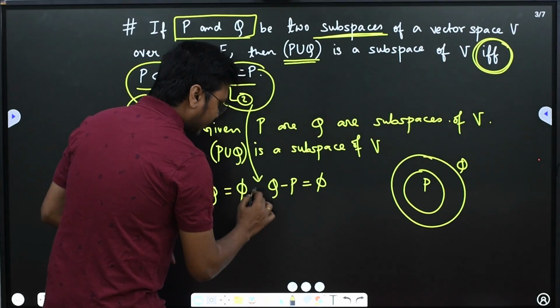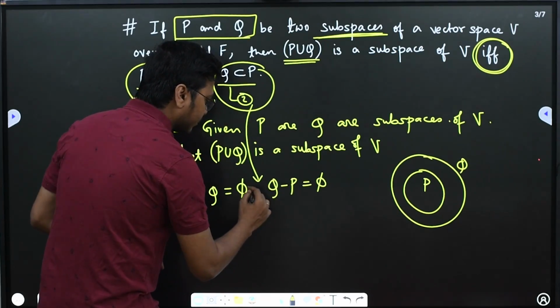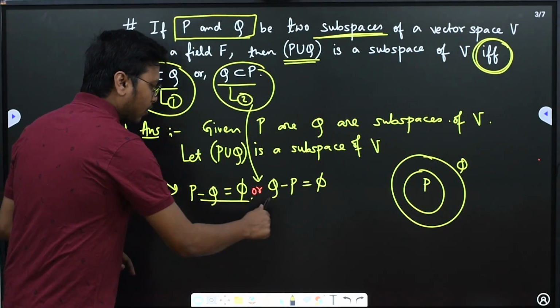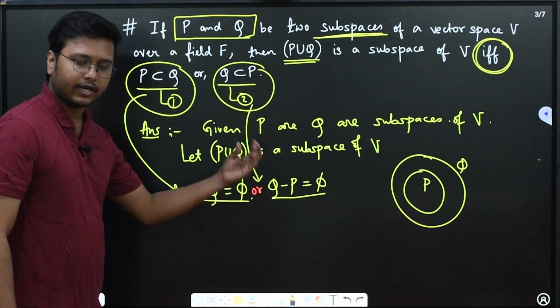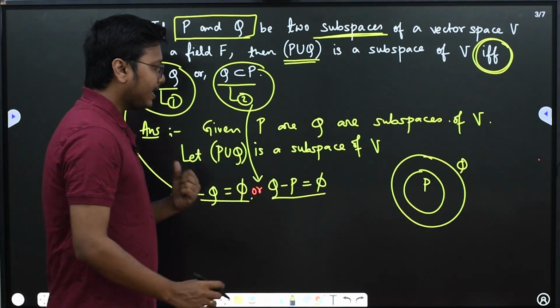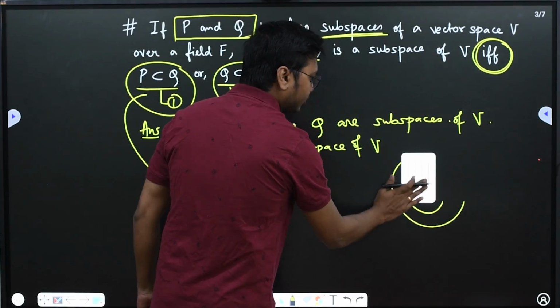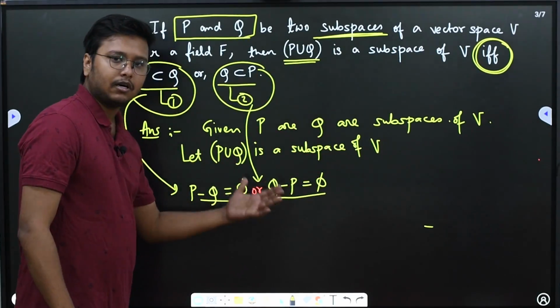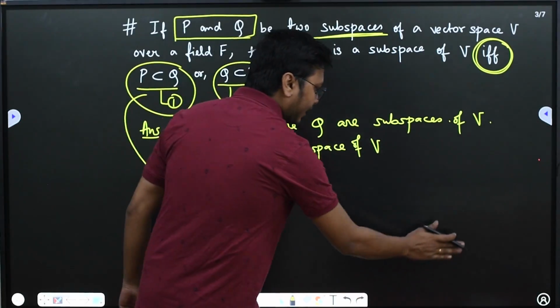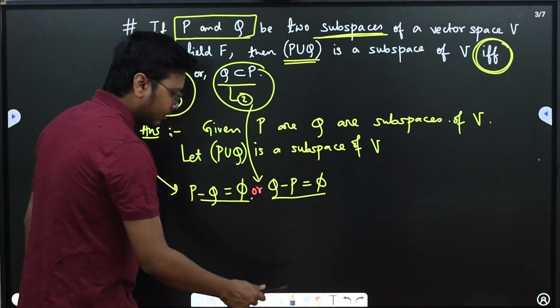So basically I need to show that either this is happening or this is happening. This is what I need to show. So by the contradiction method, let me assume that both of them are not happening, and let's try to see whether any problem occurs from that or not.